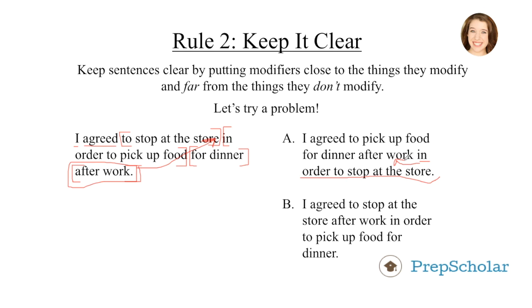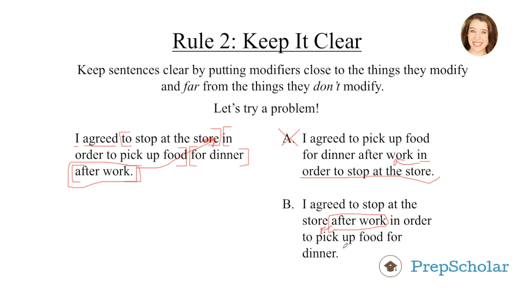That doesn't really make sense. This isn't a clearly worded sentence, so let's not choose this as the best answer here. What about B, though? I agreed to stop at the store after work in order to pick up food for dinner. This places our modifier after work right next to store, making it very clear what's going on in this sentence. But it also puts modifiers like in order to pick up food for dinner farther away from store and work, which these phrases don't modify.